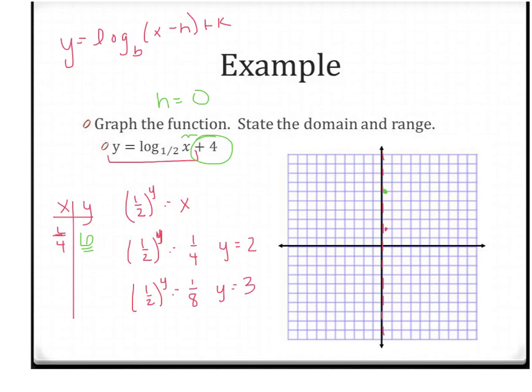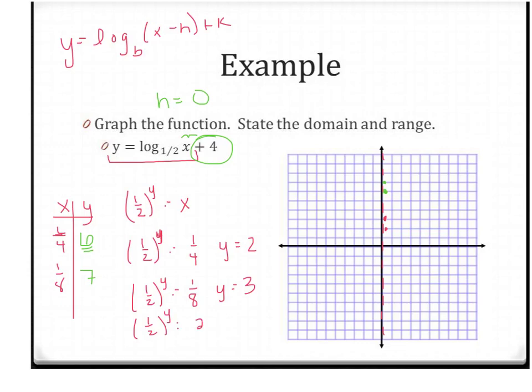Y is 3. So at an 1/8, we're at 3 plus 4, which would be 7. And the closer we get to this asymptote, the higher up we're going to go here. So we want to try to go out to the right.